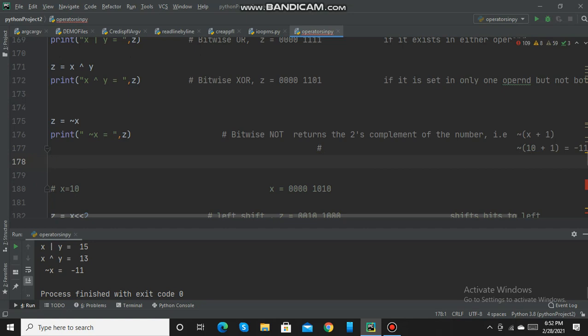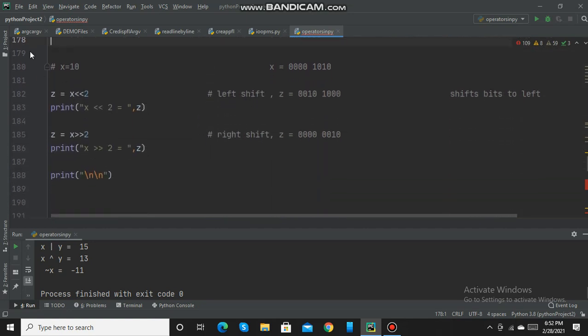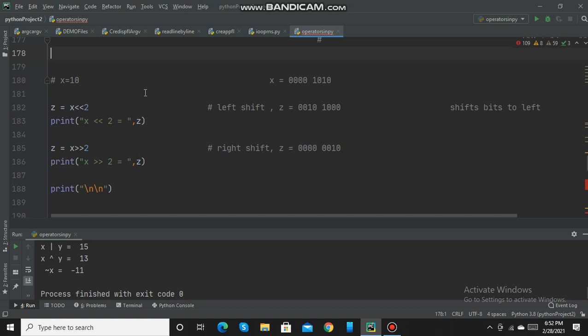Now shifting, left shift and right shift. So here Z is equal to x, we are doing left shift 2. That means 2 positions will be shifted to the left. The binary value of x is this, so it will be shifted 2 positions to the left. So this 1 will be shifted here, and the right side will be padded with 0. So the result will be this. The 2 positions on the right will be padded with zeros. So it will be this.